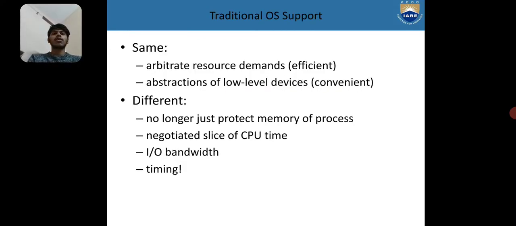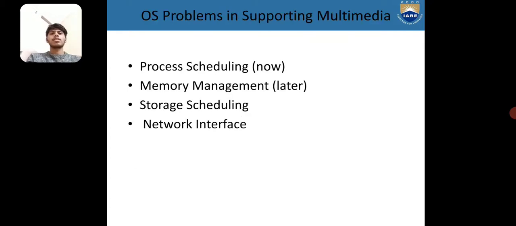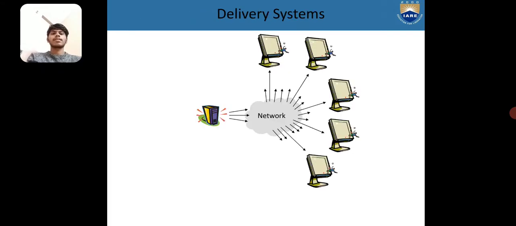So, transition to OS support. The OS arbitrates resource demands, gives efficient abstraction of low level devices, convenient, different, no longer just protecting memory of a process, but a negotiated slice of CPU time, IO bandwidth, timings. So the OS problems in supporting multimedia are process scheduling, memory management, storage scheduling and network interface.